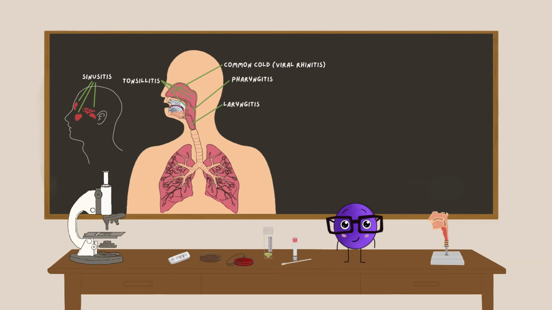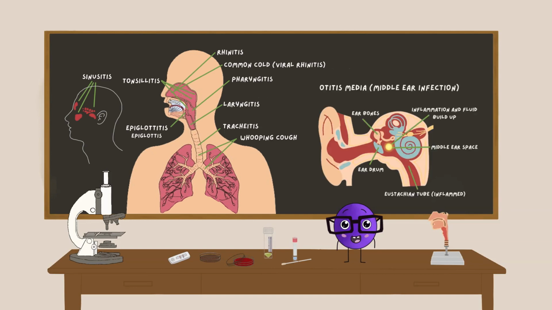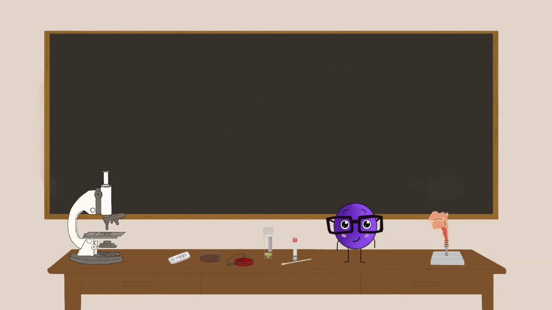Tonsillitis, which affects the tonsils located at the back of the throat. Epiglottitis, which affects the epiglottis, the flap of tissue that covers the windpipe during swallowing. Rhinitis, this affects the nasal passages, especially the mucous membranes of the nose. Tracheitis, this affects the windpipe, also known as the trachea. Whooping cough, this primarily affects the trachea and bronchi, but can extend to the lungs. Otitis media, it affects the middle ear, the area behind the eardrum.